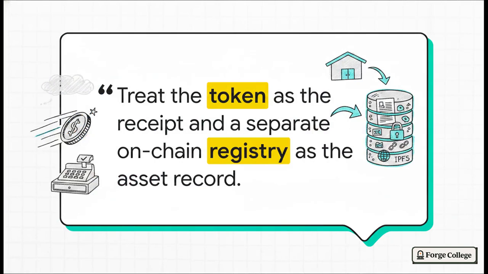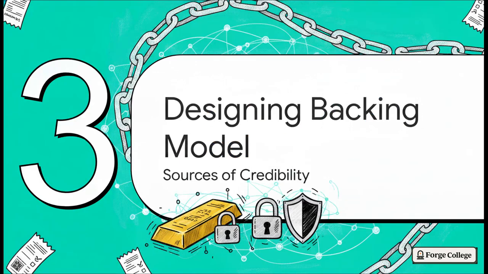The guiding philosophy here is super simple but absolutely crucial. Treat the token as the receipt and a separate on-chain registry as the underlying asset record. If you try to cram all that dense, heavy legal registry data, like, say, a custodian's account number or the IPFS hash of a 50-page legal agreement, directly into the token itself, well, you're going to spike transaction fees through the roof and you'll completely break its composability in DeFi. Keep the ticket light.